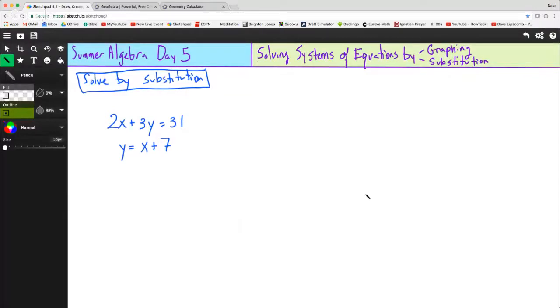solving by substitution. So in this equation, if you're ready to go, I want you to pause and try yourself. Should have told you that earlier on the graphing one. Let's pause and try.